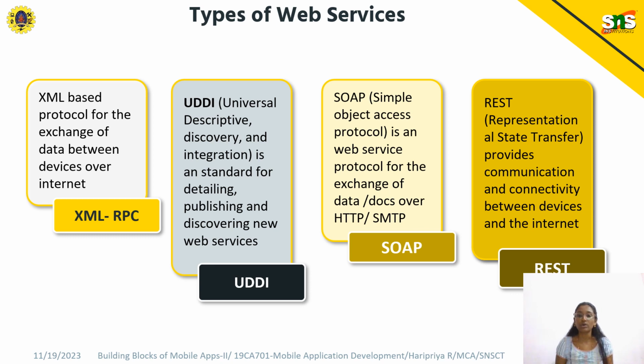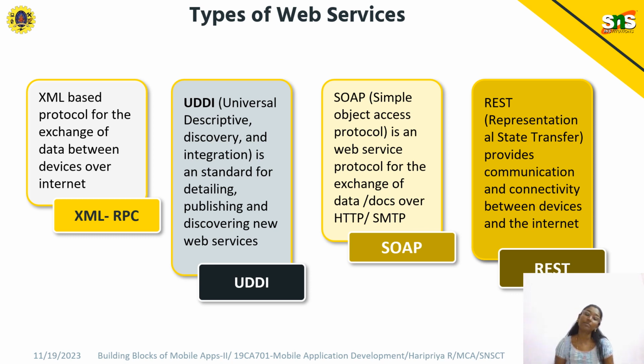In XML, on the designing side, this is a protocol we work with for data between the device over the internet, and UDDI works on discovery of our data. Otherwise we have to publish and discover new web services. UDDI means Universal Description, Discovery and Integration, and SOAP is nothing but the Simple Object Access Protocol. This works on HTTP and SMTP services, where we exchange our data.